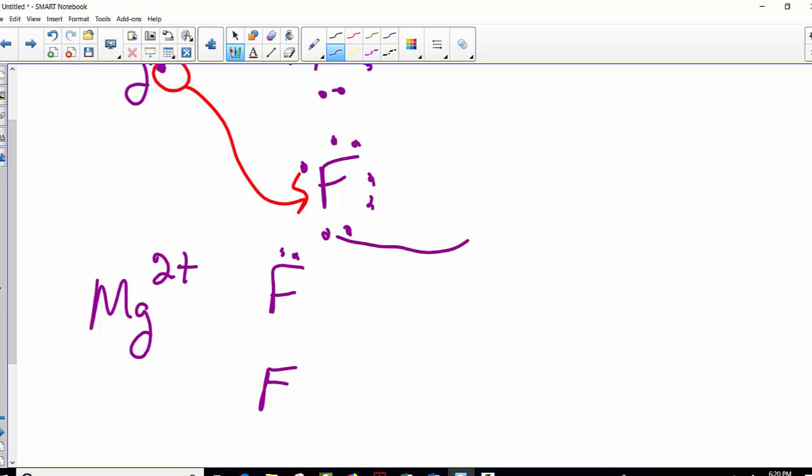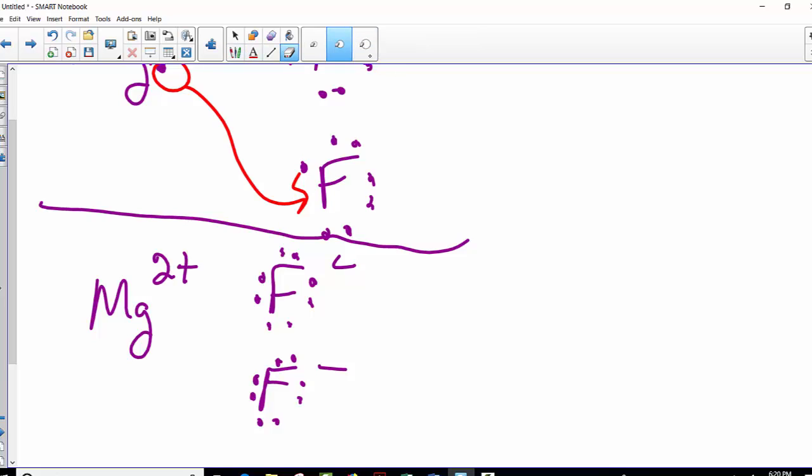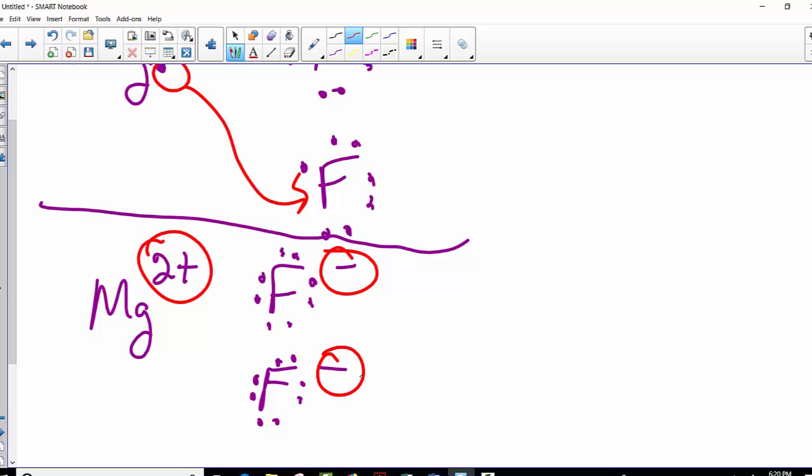Both of which have filled shells. Both of which are negatively charged. So you'll notice I have the same number of positives as I do negatives. 2 positive, 2 negatives. The positives plus the negatives have to equal 0. There has to be the same number of positives as there are negatives.